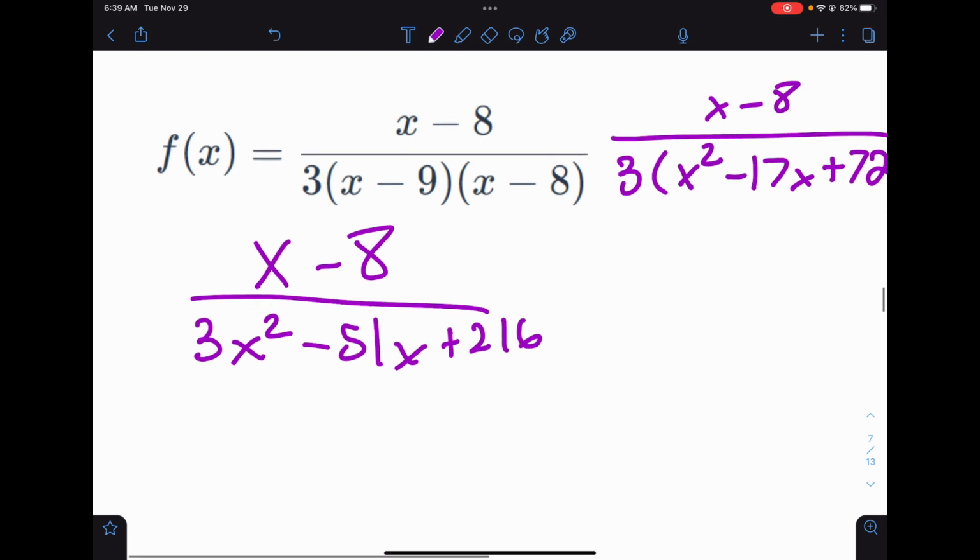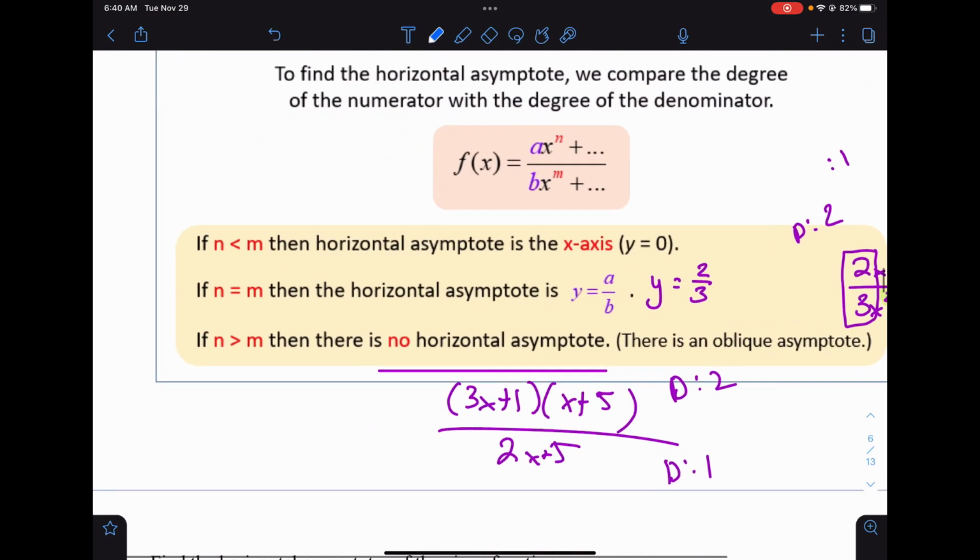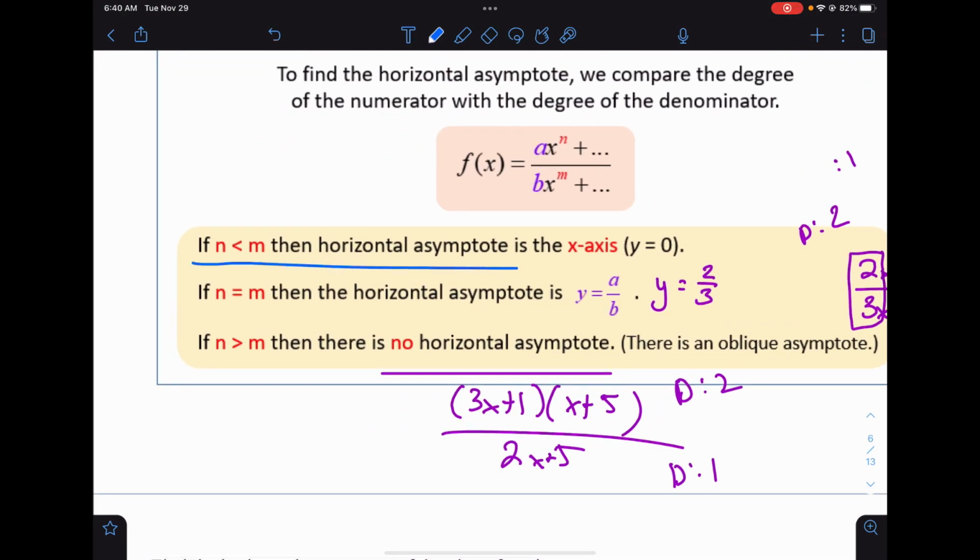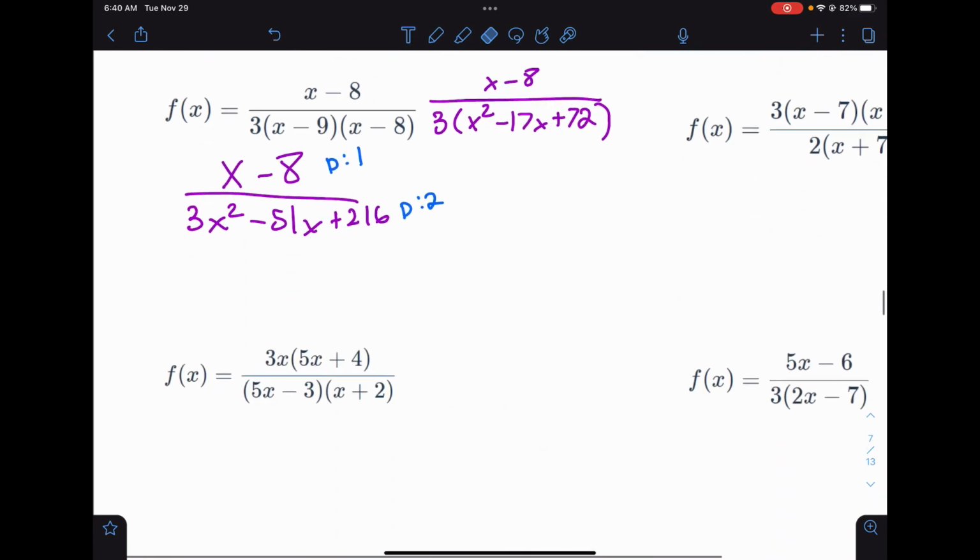So if we look at it now in standard form, the degree of our numerator is 1, but the degree of our denominator is 2. Okay, so that means that the bottom is bigger than the top. So if we look back here, if our bottom is bigger than our top, which is what it's showing here, that means that our horizontal asymptote is going to be just y equals 0.